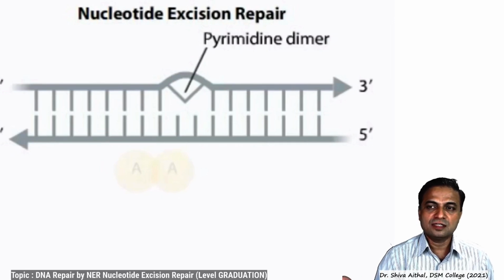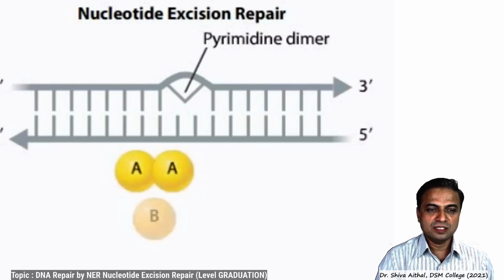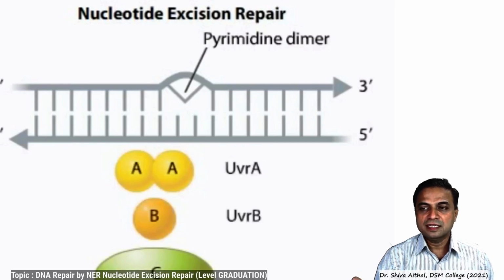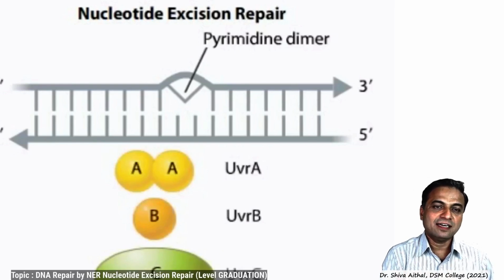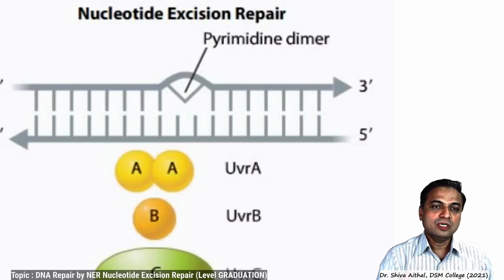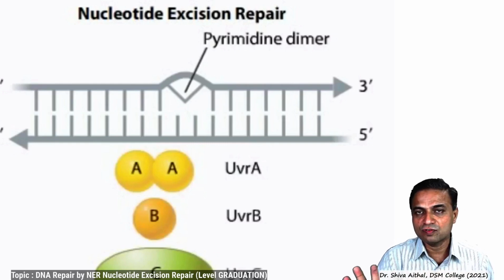In this three-subunit excinuclease protein system, as you can see here, there are two A molecules, one B molecule and one C molecule. They excise a path of 12 to 13 nucleotides to the left and right of this dimer formation. If you recall, in the photolyase enzyme system, only the thymine dimer, that is the cyclobutyl ring, was removed. So there is no loss of DNA there.